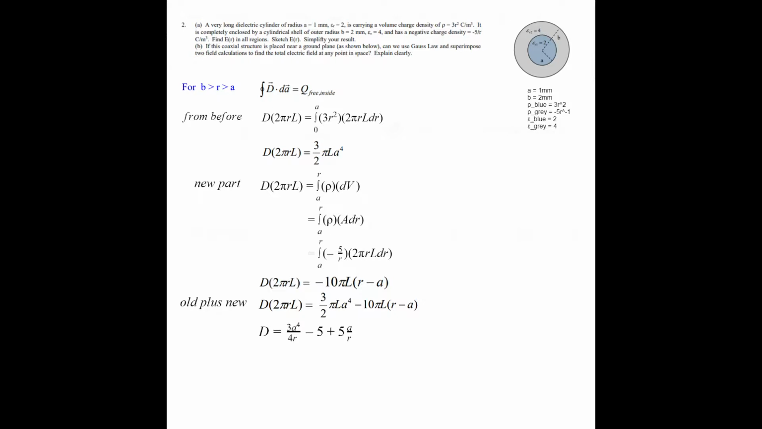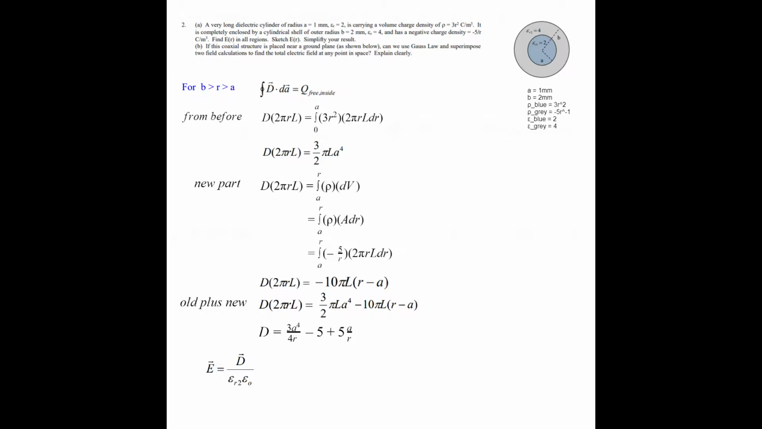So now we're doing the E field. The E field is once again the D field over the epsilon r constant and epsilon naught. In this case, it's epsilon r2 since we're in the gray region. The epsilon r2 constant is 4 here.